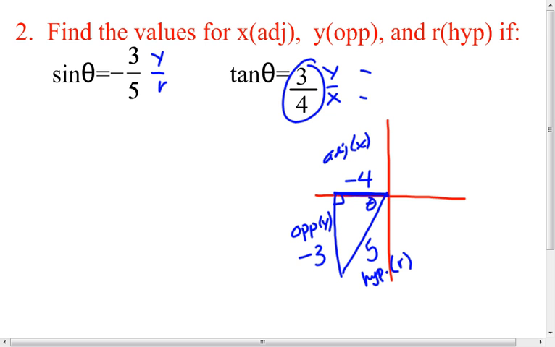You could figure out cosine now by going adjacent over hypotenuse and plugging that in, and I'm not so worried about that, okay? So once you know which sides are your adjacent, opposite, hypotenuse, you can either use the reciprocals of these, like I could find cosecant really easy because it's the reciprocal to that. I could find cotangent really easy because it's the reciprocal to that. But I would need to know my adjacent side in order to find cosine and secant.